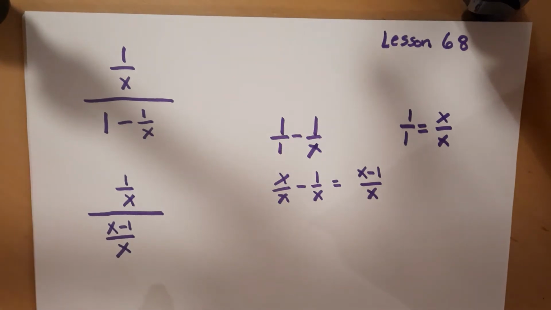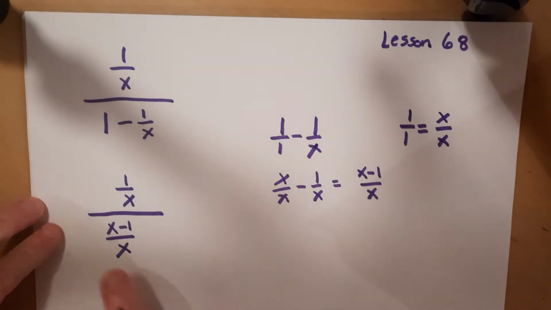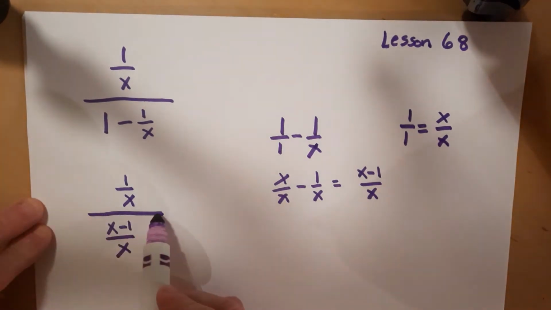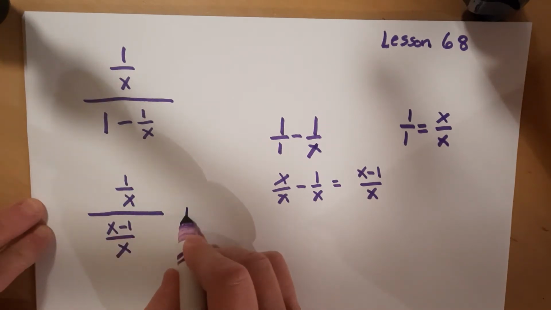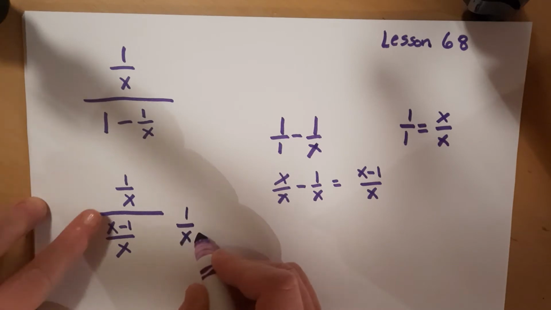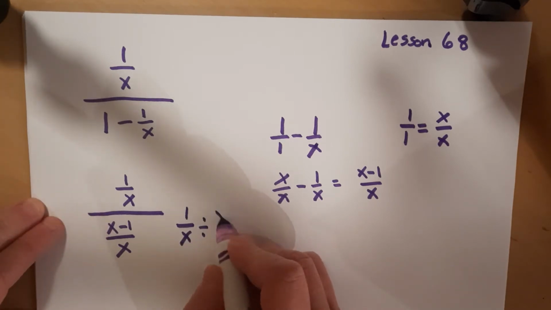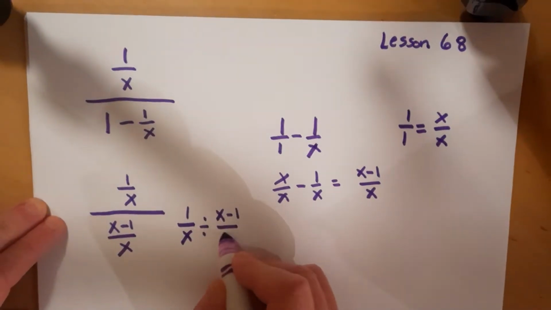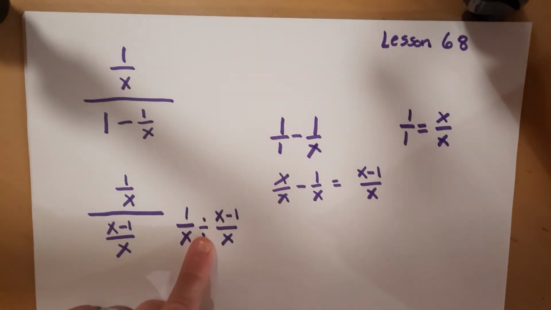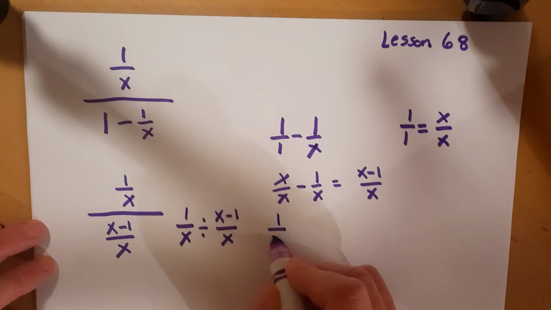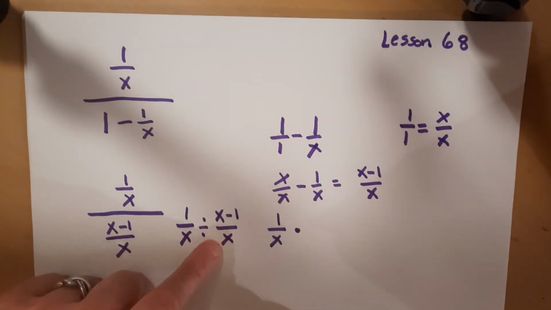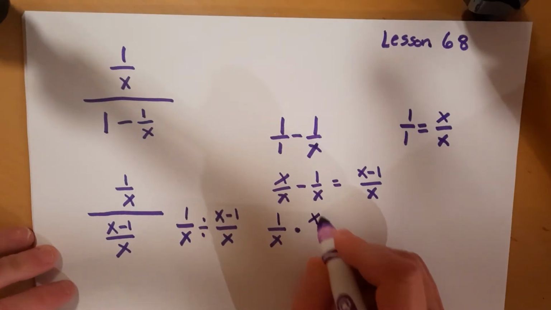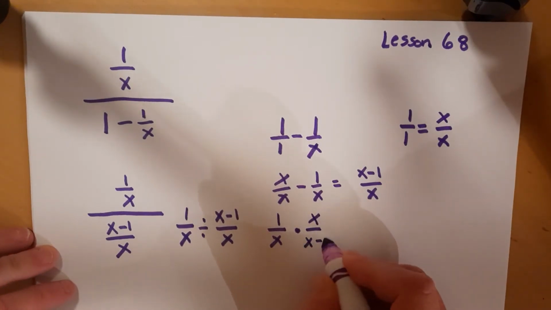Now, way back in the beginning of the semester, I mentioned that this line in a fraction, it's good to remember that that means divided by. So this, in a sense, is saying 1 over x divided by x minus 1 over x. When you divide by a fraction, it's the same as multiplying by its reciprocal. So we have 1 over x times the reciprocal of this, which would be x over x minus 1.